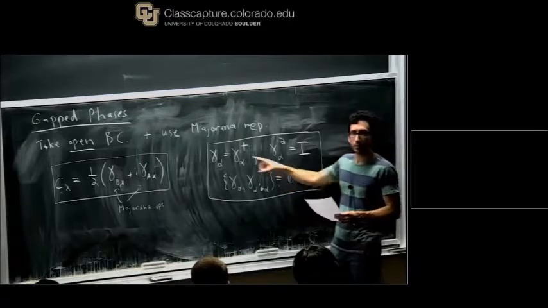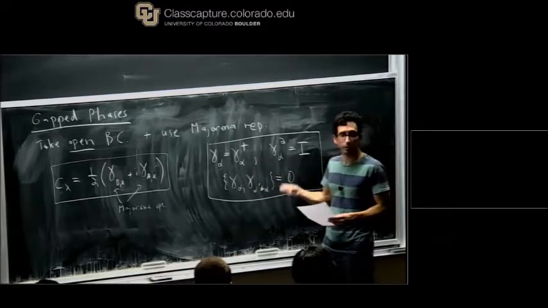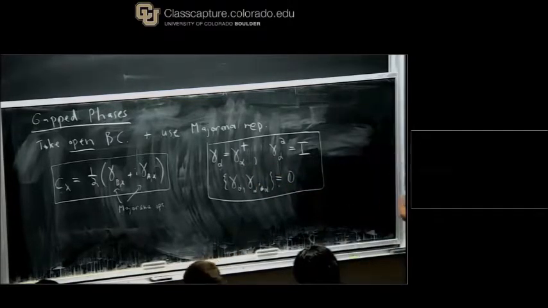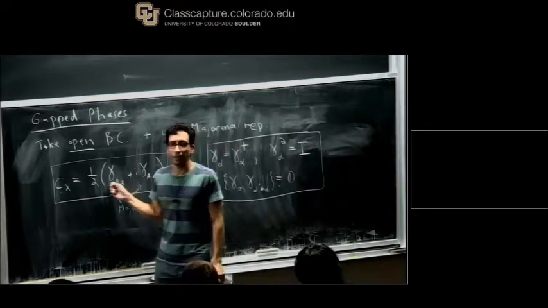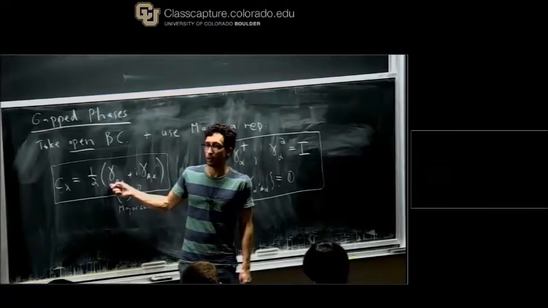So by virtue of that anti-commutator, these are fermionic-like operators. They have fermionic anti-commutation relations. But it's important to stress that there's no way of assigning an occupation number to an individual Majorana operator.